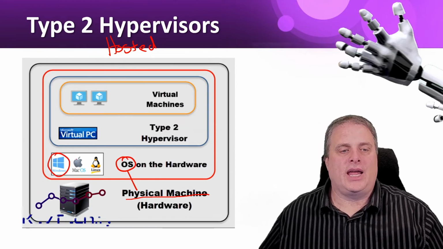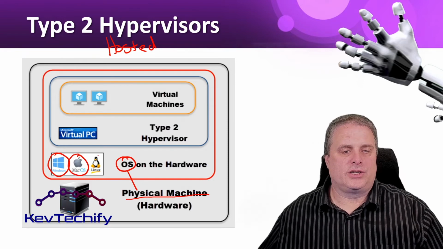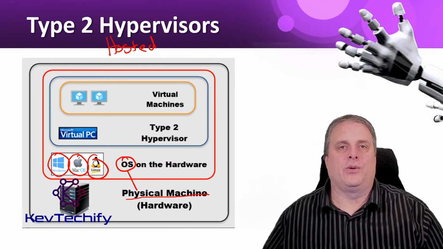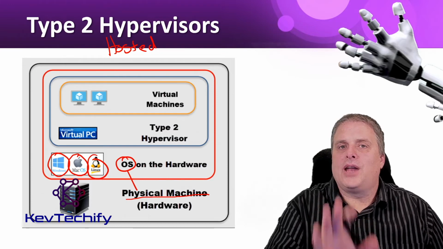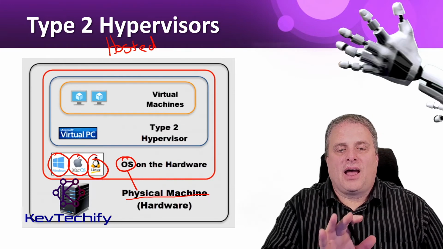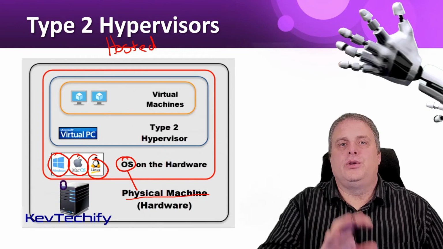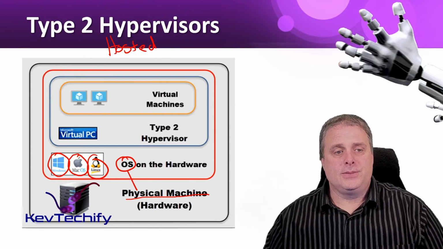It could be like Windows 10. It could be a Mac operating system. It could be Linux. You have an operating system on that hardware. Chances are you're not going to use this physical machine for just virtualization. You're probably going to use it for multiple purposes.